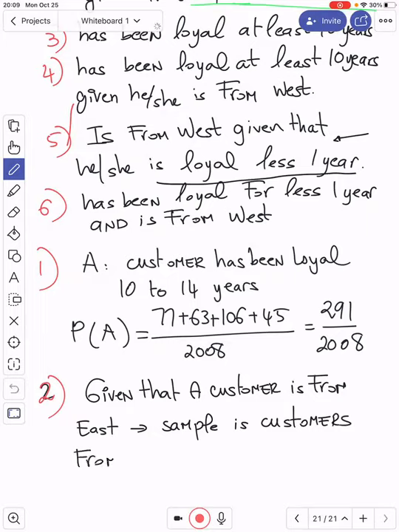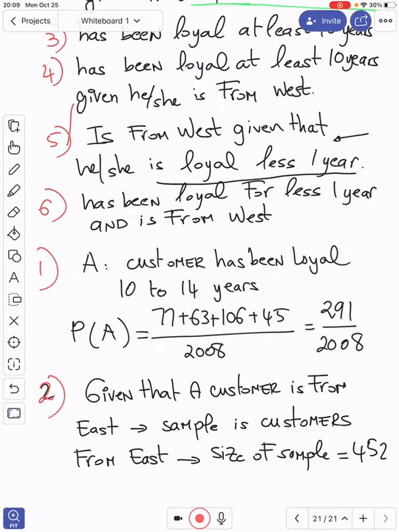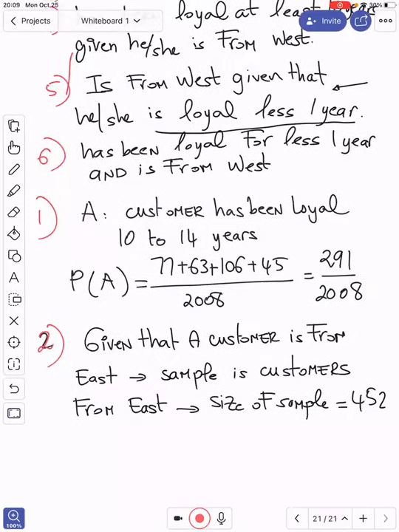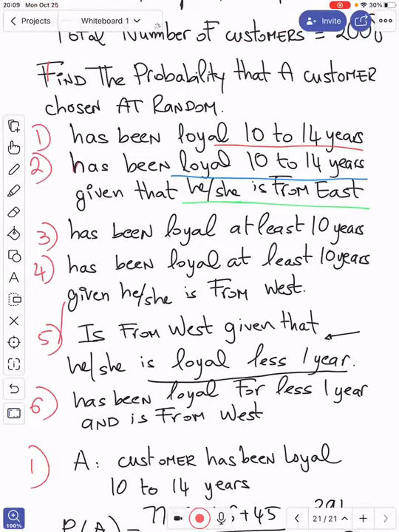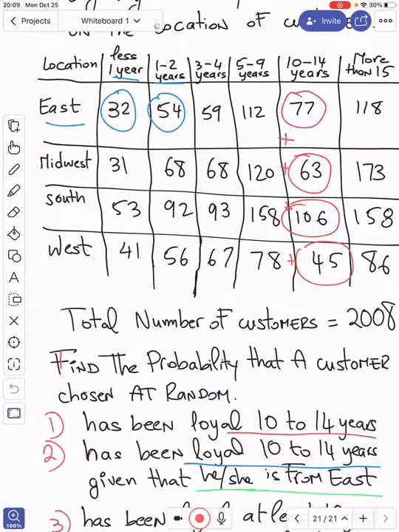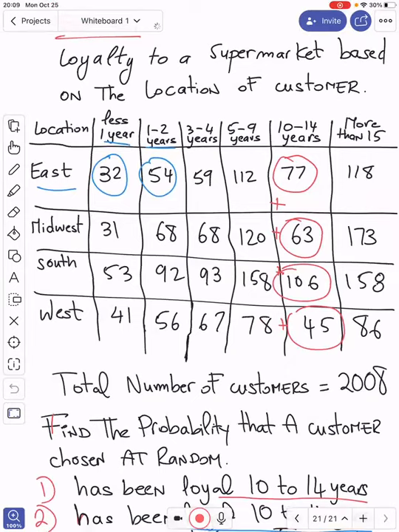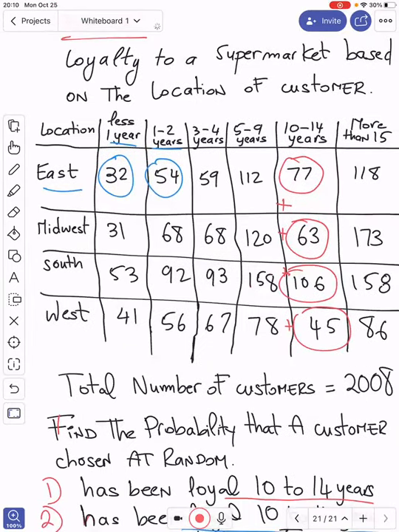From the East. All right, so what will be the size of the sample in this case? 452. Yeah, that's the number 452. That's the total number of customers from the East. But as you said, out of the 452 from the East, we have 77 customers.